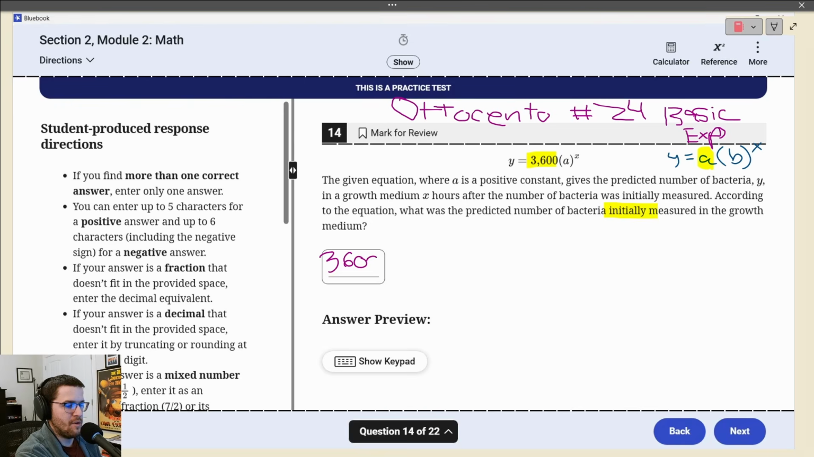Now, sometimes they throw some curveballs in here. That's the answer. Now, sometimes they throw some curveballs in here and maybe add some numbers to the side of the equation.